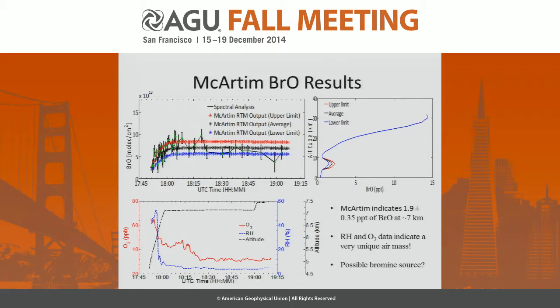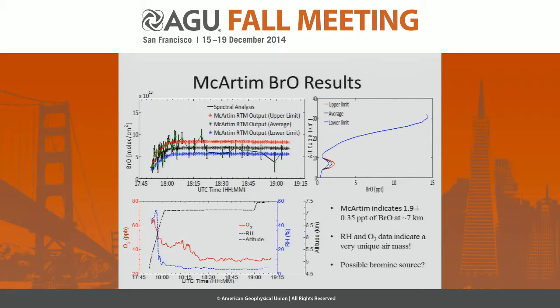I also have plotted here the initial profiles we used in our RTM analysis for BrO, of course. And as you can see, as we were ascending to this altitude of near 7 kilometers, we encountered a very strong increase in BrO, which could also be seen by the increase of our DSCDs, as I had mentioned previously. Not only did we see strong increases of BrO in this air mass, we also saw very strong decreases in ozone concentrations, as well as relative humidity values.